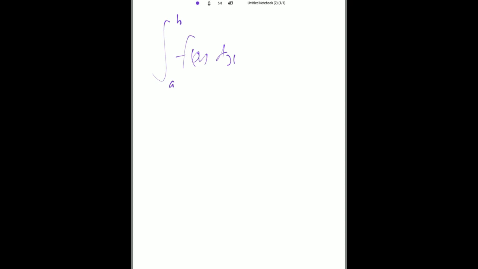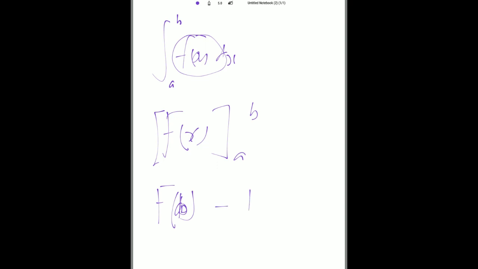So if the integral of f of x with respect to x is equal to F of x, then integrating from A to B would mean that we're going to be taking F of B and subtracting from it F of A. So let's look at an example.